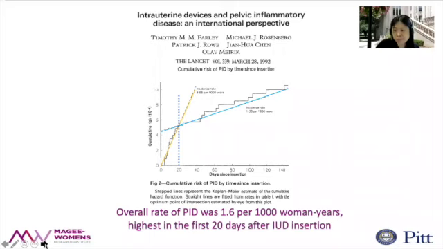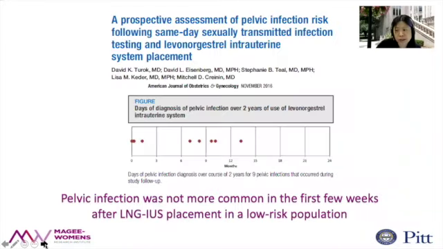Next slide. In contrast, in the Access IUS study, which is a multi-center phase 3 efficacy study of Liletta that enrolled over 1,700 women, almost all participants had chlamydia and usually also gonorrhea testing at screening, and almost 80% underwent IUD placement on the same day as screening, so screen and place.